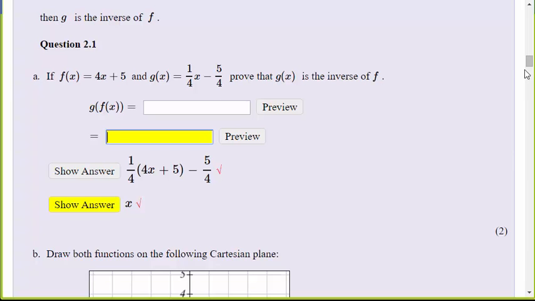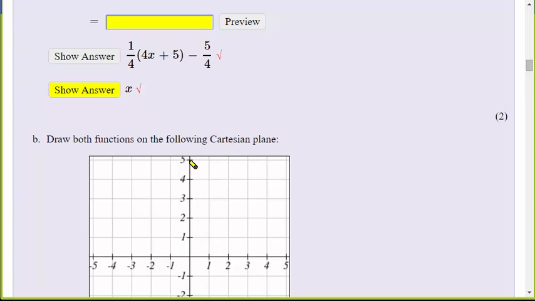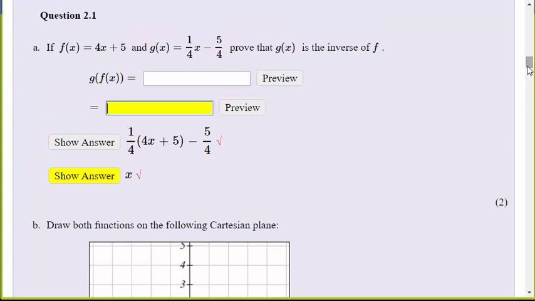Use 0, good. So if x is 0, y is? It's 4 times 0, which is 0, plus 5. It's 5. So my first point is going to be at 0 and 5. Now choose just one other point. To draw a straight line, I need 2 points. That's it, and I connect them with a line.